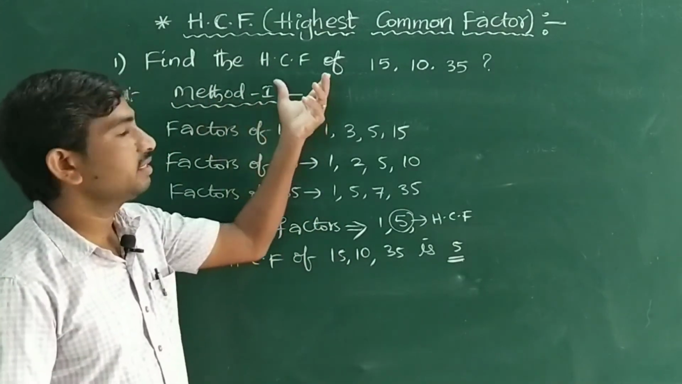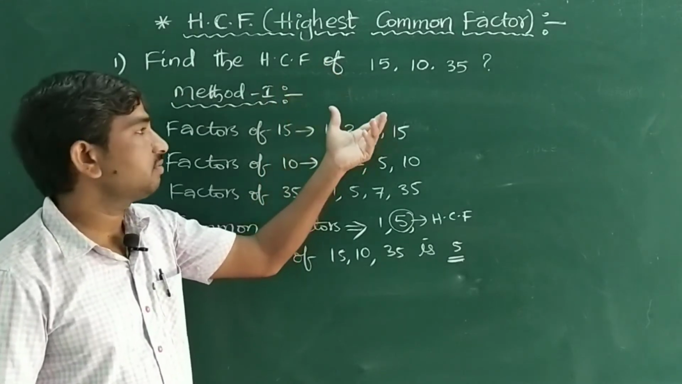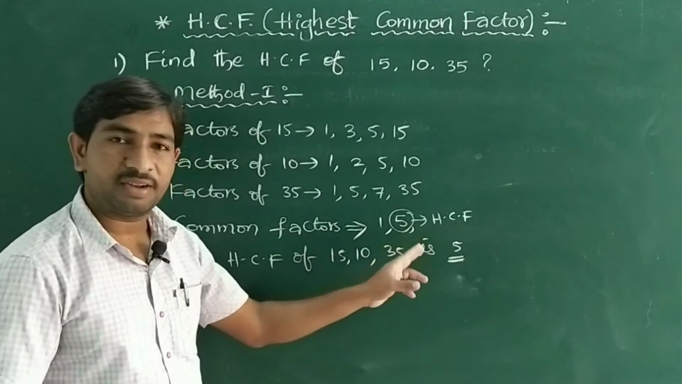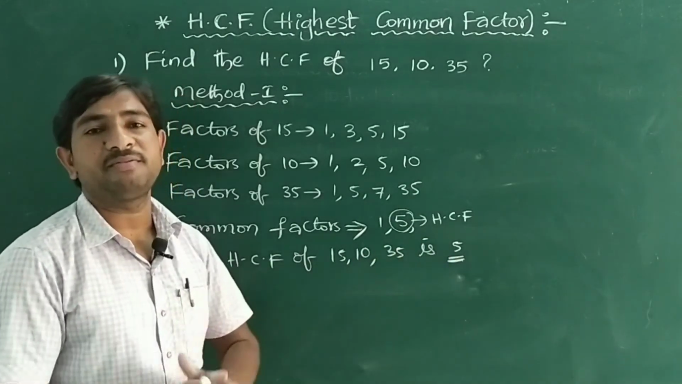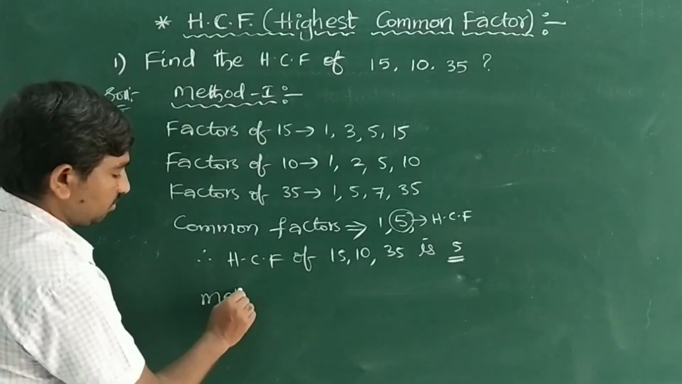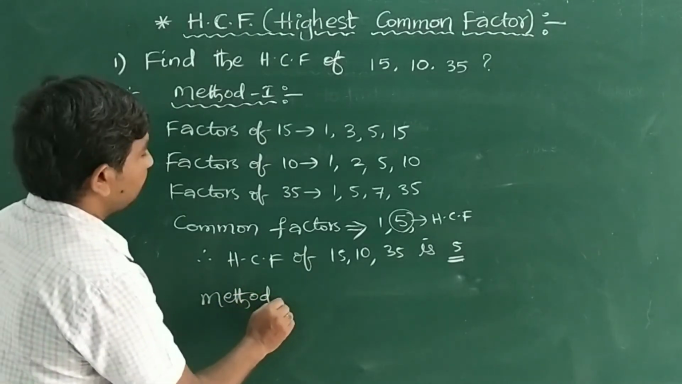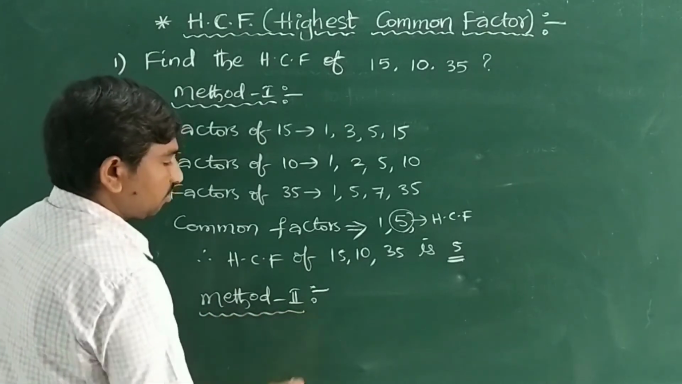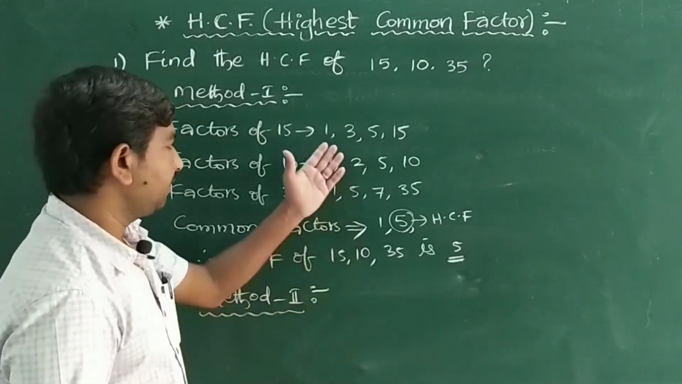So this is the HCF of the given three numbers by the first method. What is the first method? Writing all the factors for the given numbers. In this method, the HCF of the given numbers is 5. Now the prime factorization method, method 2. What is method 2? Prime factorization method. Write all the prime factors of the given numbers.